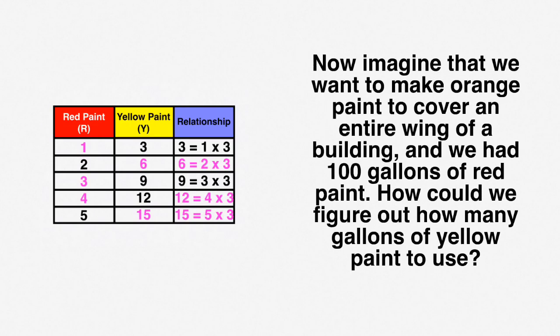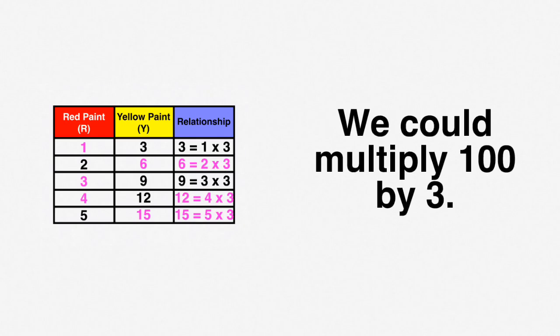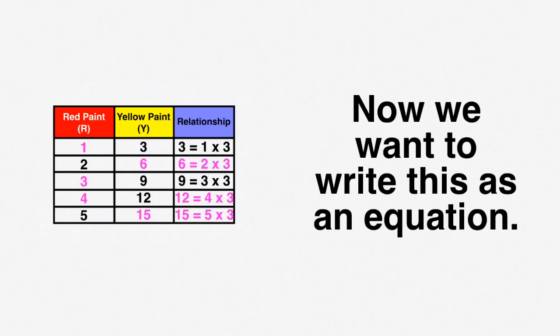Now, what if we had to cover an entire part of a building and it needed 100 gallons of red paint? How many gallons of yellow would we need to mix with that red in order to cover that building? Well, because we now know that the relationship between red and yellow is that red multiplied by 3 gives us yellow, we would simply multiply 100 by 3.